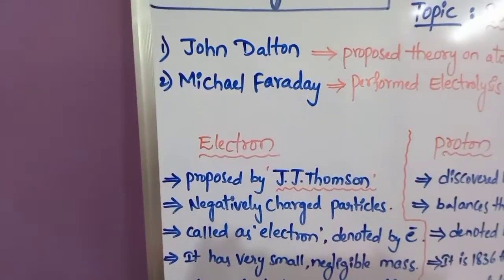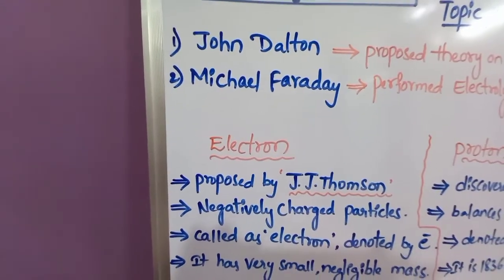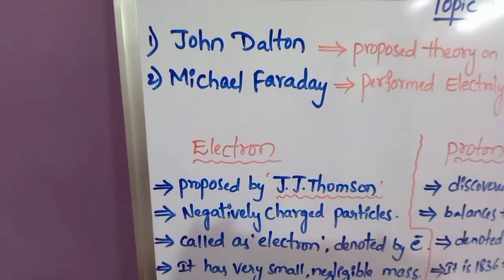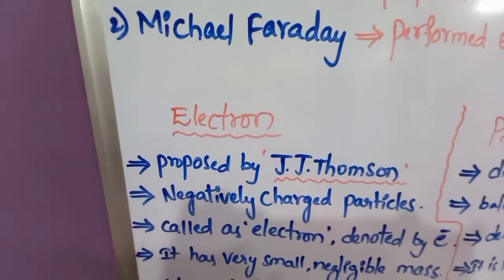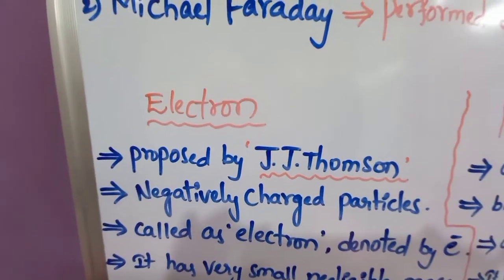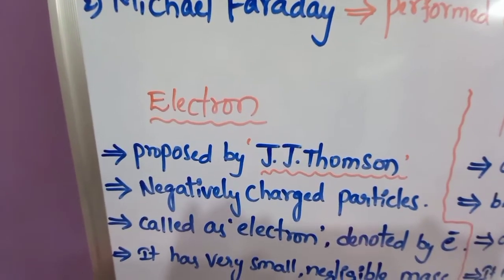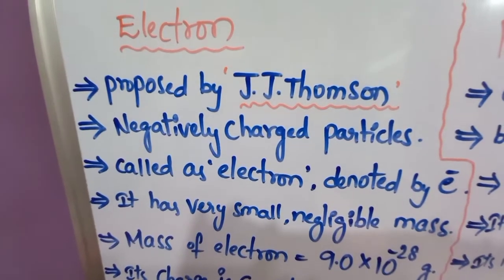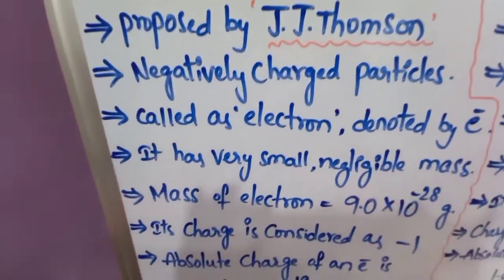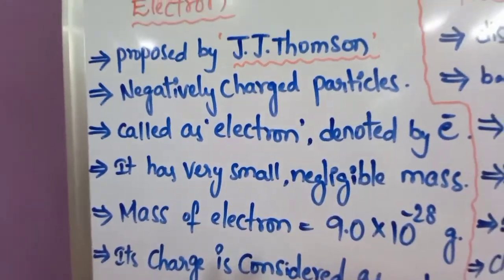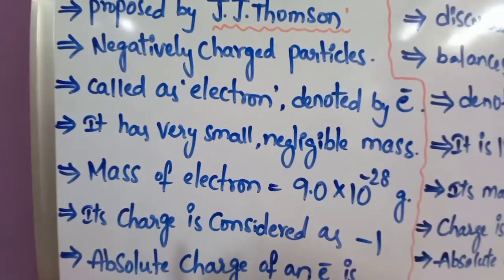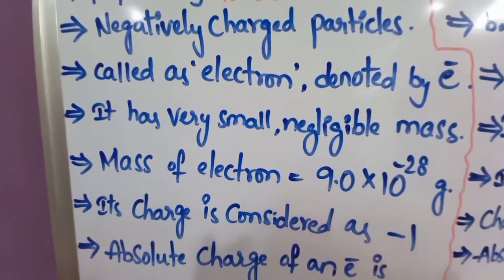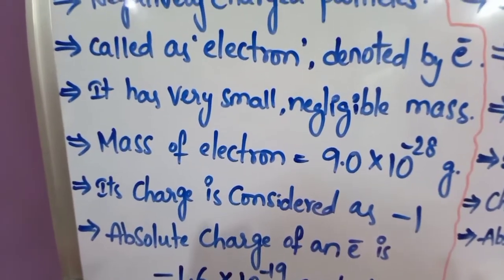First, the electron. It was proposed by J.J. Thomson, the British physicist. He proposed that there are certain negatively charged particles inside the atom, and they are called electrons. These electrons are denoted by e minus, as they carry negative charge. The electron has very small and negligible mass. The mass of the electron is 9.0 into 10 to the power of minus 28 grams, and the charge of the electron is considered as minus 1.